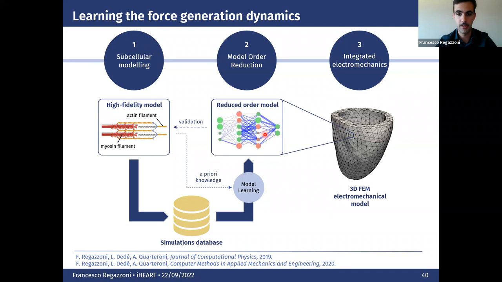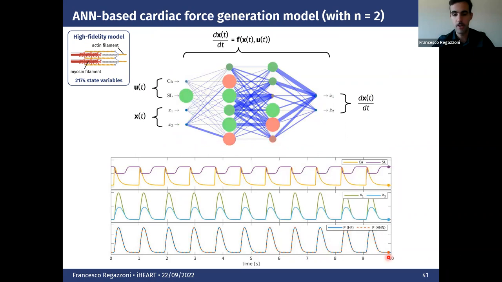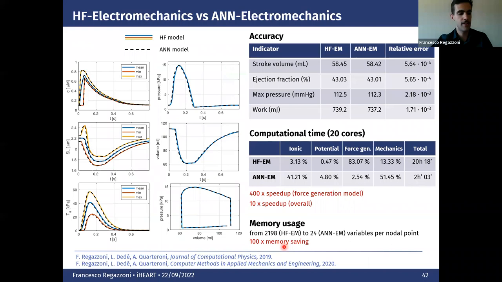This is what we did. This is the neural network that we trained. So basically, it is able to replicate the outputs of the original model with a very good fidelity, as you can see in the bottom line. And this can be used as a replacement of the original model by reaching an impressive speed up.